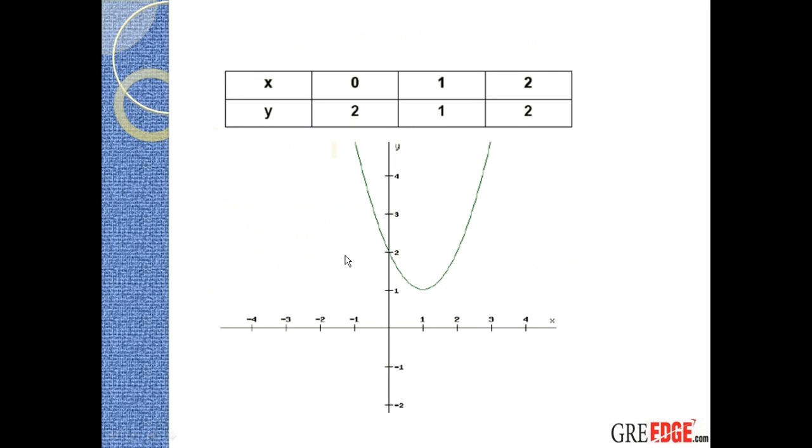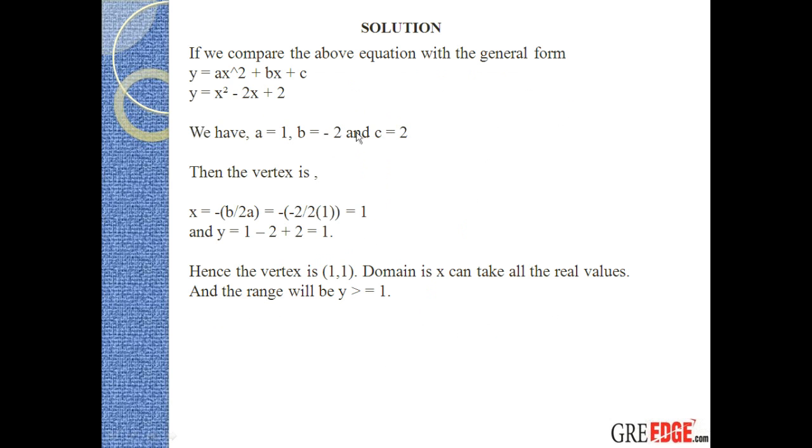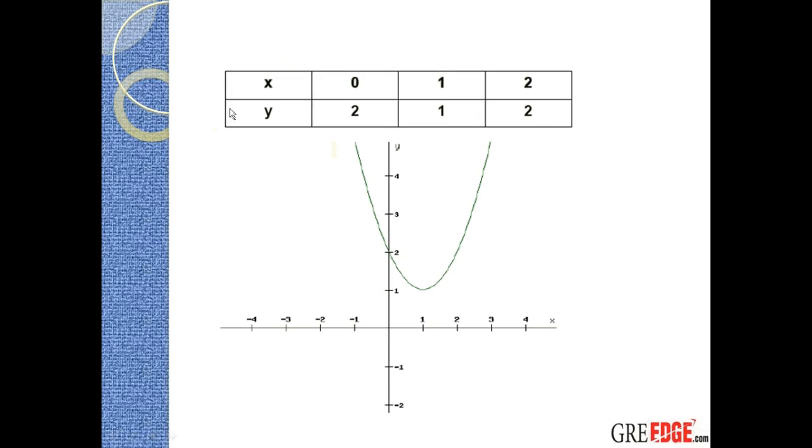So we have just taken, for example, 0, 1 and 2. Next, when you substitute 0 in the equation for x, then we are getting y as 2. When you substitute 1, we are getting y as 1. When you substitute x as 2, you are getting y as 2. So when you plot these points, you can see that the graph goes like this. So it is opening upward. That is what we saw first, that if a is greater than 0, the parabola will be opening upwards.